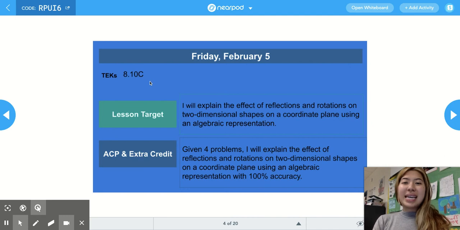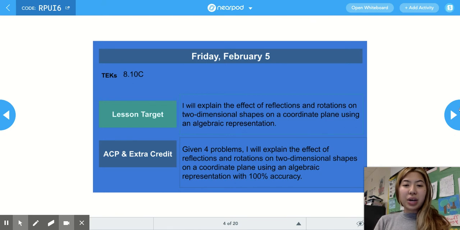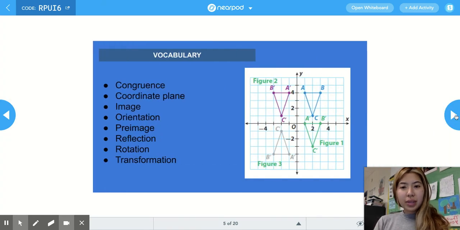Our TEK is 8.10c. Again, we will explain the effects of reflections and rotations on two-dimensional shapes on a coordinate plane using an algebraic representation. Some vocabulary words that we've been going through all week. Congruence means same shape and same size.